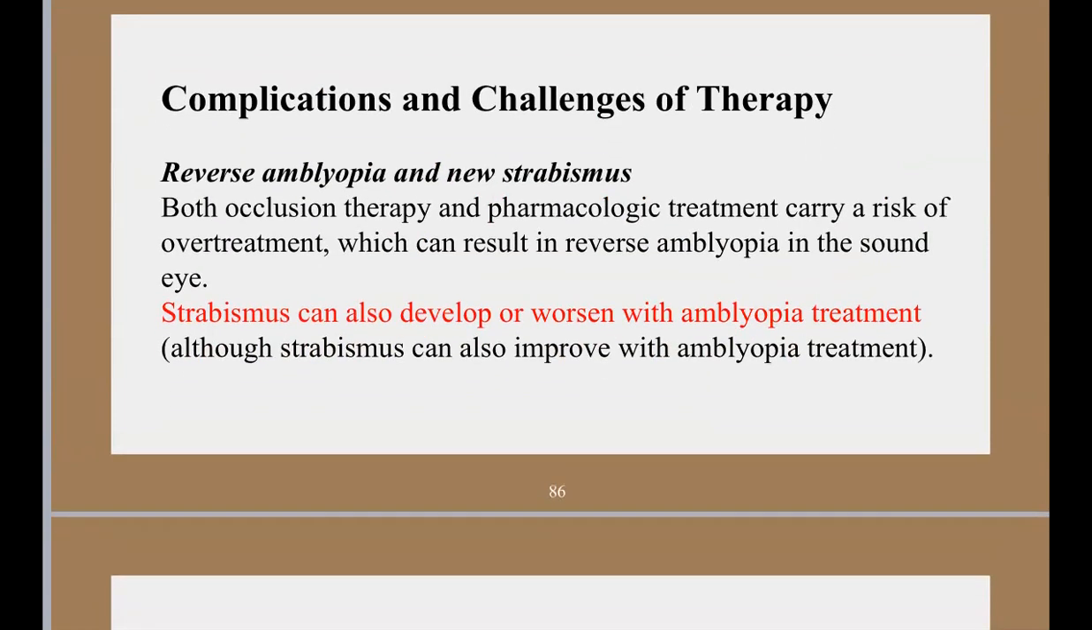Complications and the challenges of therapy. I have reverse amblyopia induced strabismus. This strabismus can develop or worsen with amblyopia treatment. Although strabismus can also improve with amblyopia treatment, here in cases of reverse amblyopia and new strabismus formation, this is a challenge, or this is a complication, because if I'm covering the sound eye, this sound eye will develop another amblyopia and another strabismus, and this will be problematic for this patient. Although normally strabismus can be improved using amblyopia treatment.